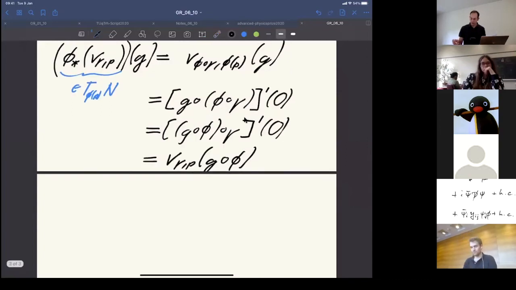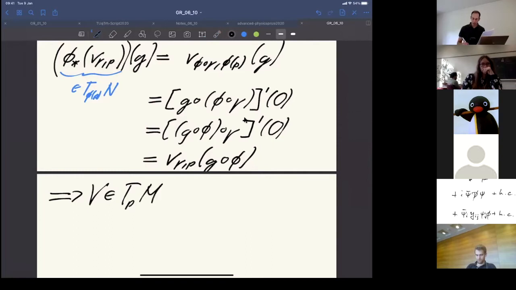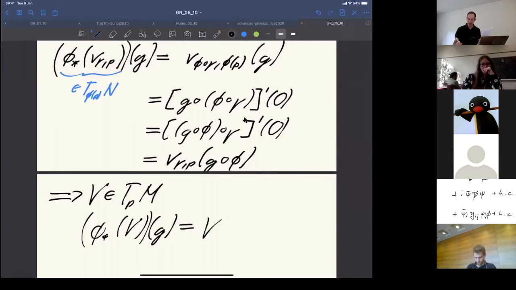So because this is true for any vector, and you see, if I look at this thing, here is just any vector of TpN. Of course, I wrote it as a velocity vector, but I could now also write it in a different way. I could say, let's take any vector of TpM, and now the push forward of this vector, I essentially just copy what I've written there. The push forward of the vector and the whole thing applied to g. Okay, maybe I put again all these brackets, is the same as taking the vector and applying it to g after phi. And this is again very intuitive if you look at the picture.